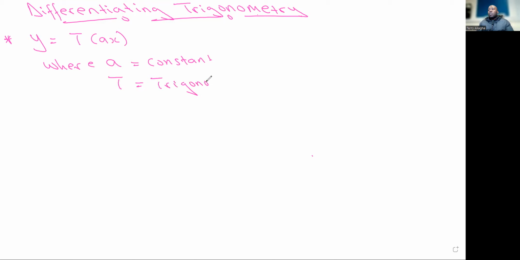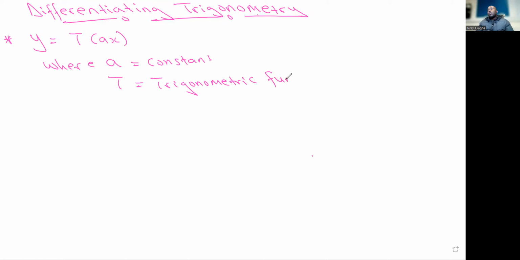So here, we're going to be looking at how do you differentiate a trigonometric function. So for instance, you have y is equal to T(ax), okay? Usually I'm going to represent the trigonometric function with T, where a is a constant and T is the trig function. Does that make sense?